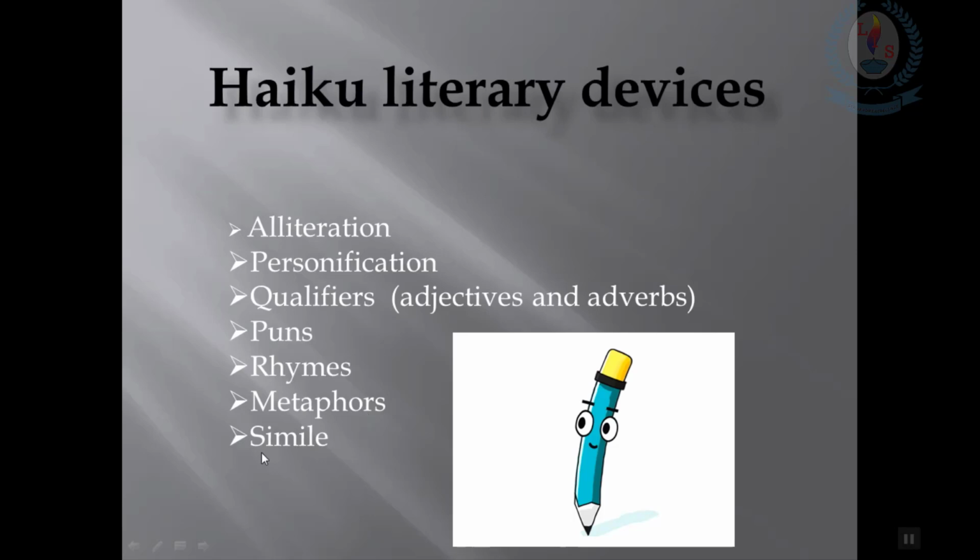Then the last one is a simile. A simile is very easy. You can easily identify a simile. That means a simile starts with the word like or as. That means one thing is compared to another. So these are the haiku literary devices you can see in a poem.